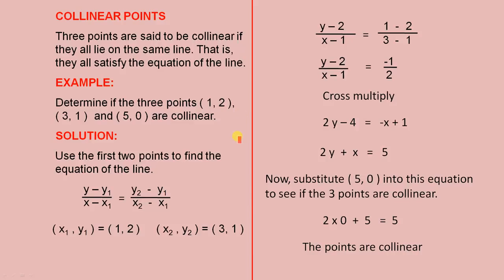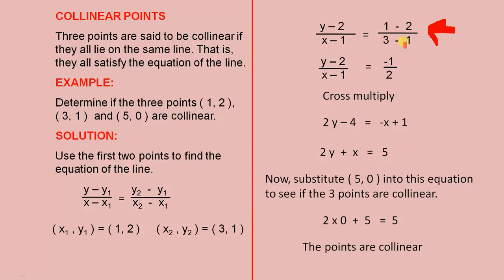The solution. Use the first 2 points to find the equation of the line. So because we're working with 2 points, we're going to use the 2-point formula, which is here. I've written this down for our reference. We'll let x1, y1 be 1, 2, and x2, y2 be 3, 1. We substitute that information into the 2-point formula to arrive at this line here.